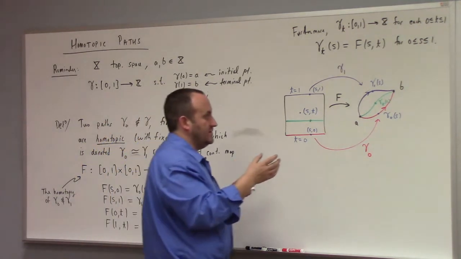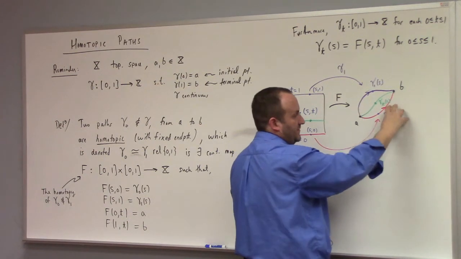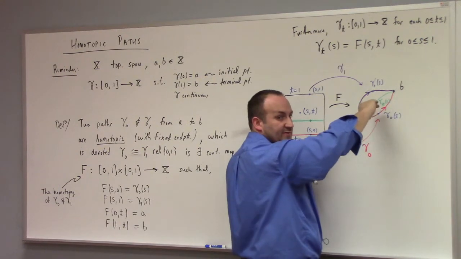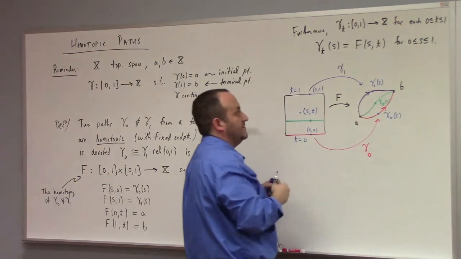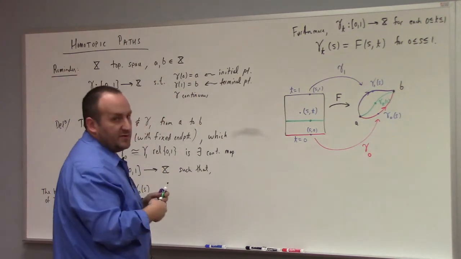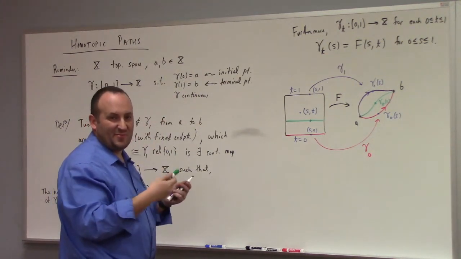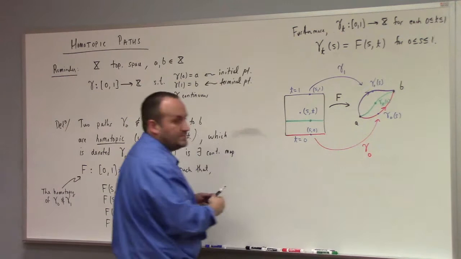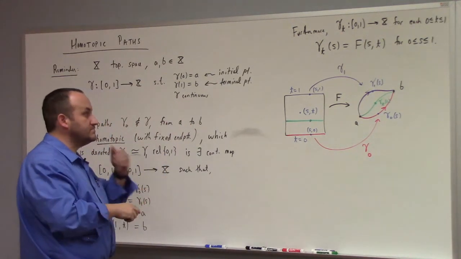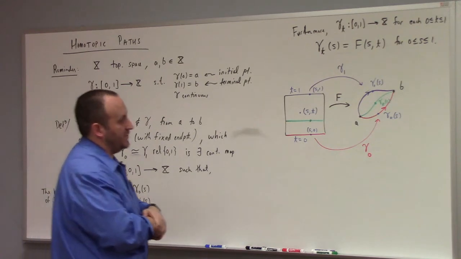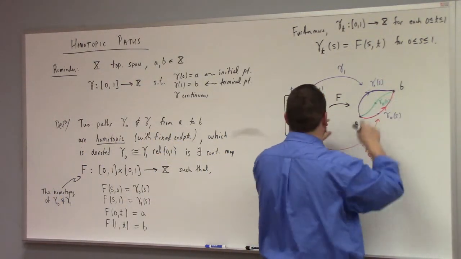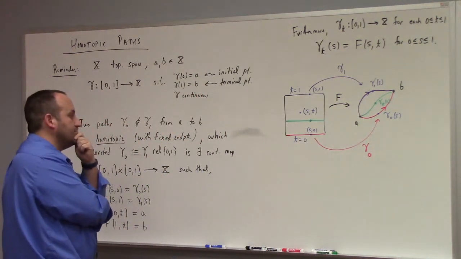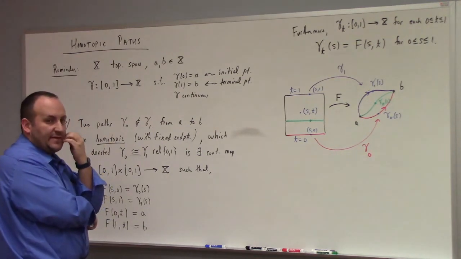And so the idea is we can deform gamma 0 to gamma 1, passing it through all these intermediate paths, and continuity of f makes sure that's done in a responsible way. The idea is really more that we're deforming the curve gamma 0 up into gamma 1. The square is really just a bookkeeping device to make that happen.